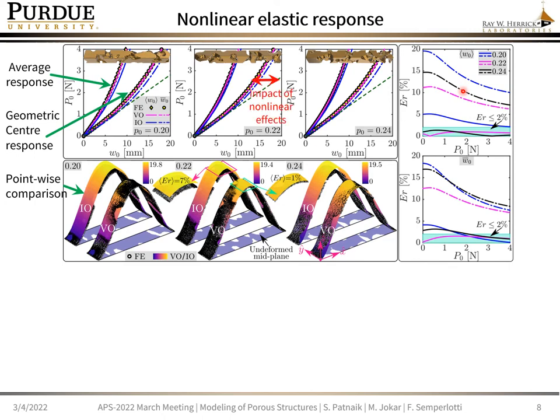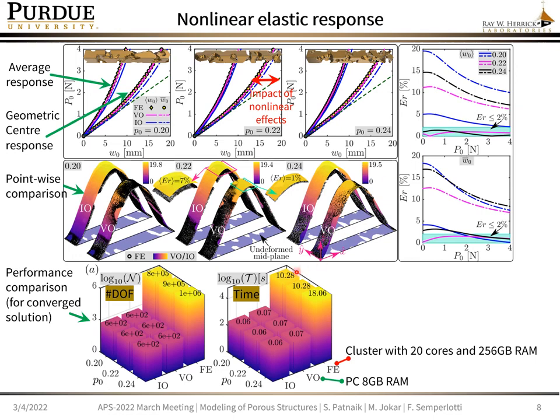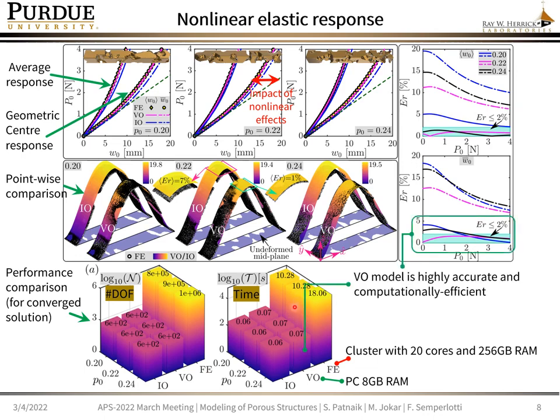As we move ahead and further compare the performance, we note that the variable order model requires significantly less time when compared to the fully resolved finite element model. Note also that while we simulated the variable order model on a personal computer with 8 GB RAM, the COMSOL model required a cluster with 20 cores and 256 GB RAM, which highlights how powerful and computationally efficient the model is, suggesting that it is essentially a highly accurate reduced order model, which fully resolves the impact of the porous microstructure on the macroscopic multiscale response of the porous beams.